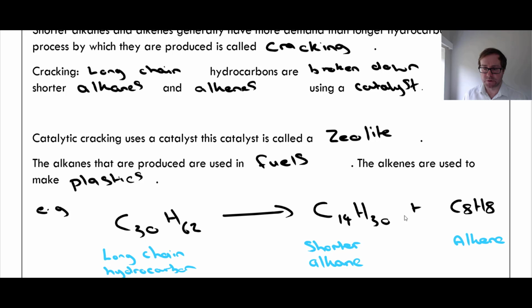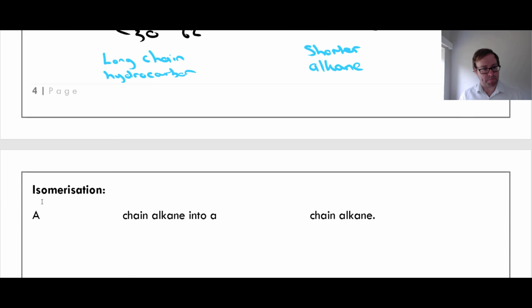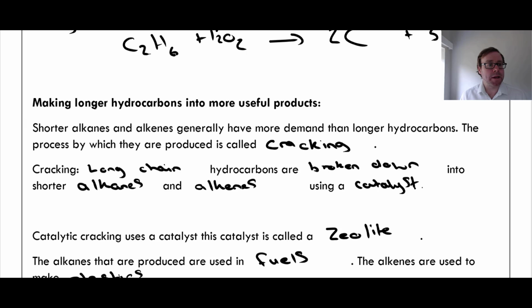So 14 plus 8 does definitely not equal 30, therefore we had to put 2 moles of C8H18 here, which would give us 16 carbons here, 14 here, which equals 30. So maybe in the exam you may have to work out the number of moles if you've only got 2 products.